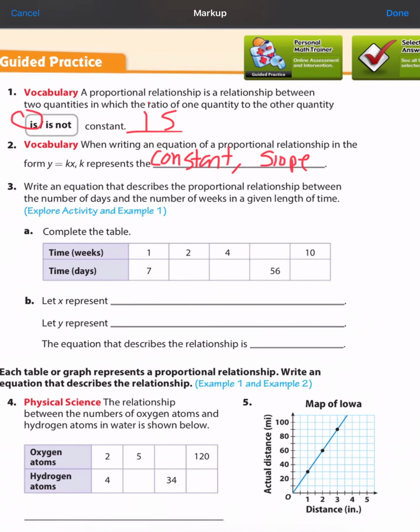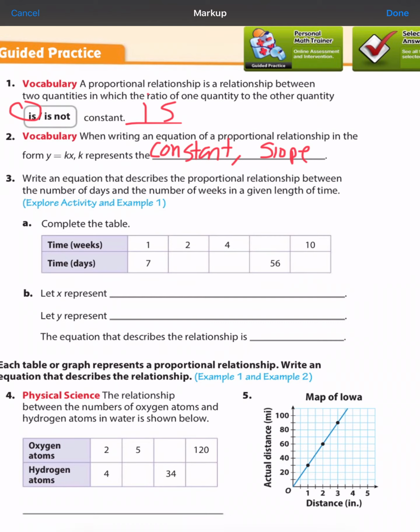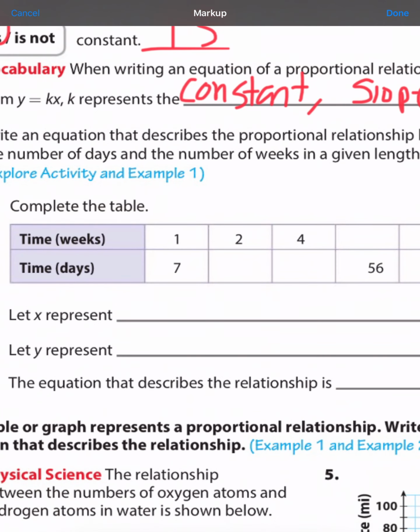Three says to write an equation that describes the proportional relationship between the number of days and the number of weeks in a given length of time. So it says complete the table. So we know that in time, meaning weeks and days, sorry, there are 7 days to every week, which is what we have here with 7 and 1.